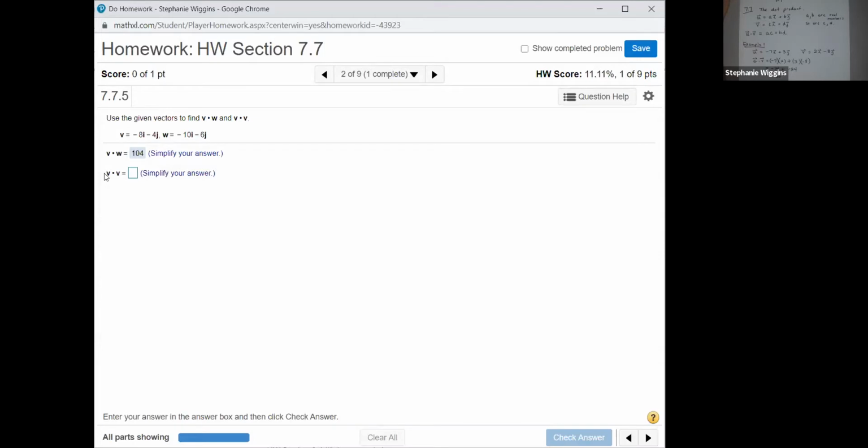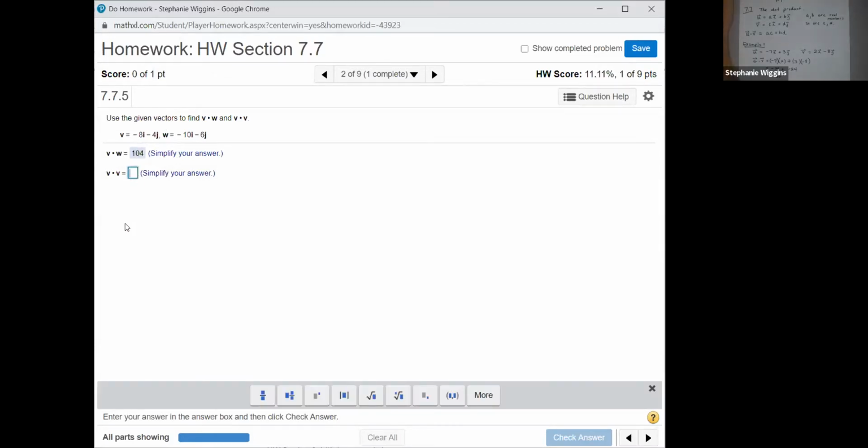Now, we're taking V dot V. So we're just focusing right here on V. The x's are -8, so I square -8 and add the square of -4 because this is V dot V, so it's like a square, right? So I take the x's, -8 squared is 64, and then -4 squared is 16. So let me think, 64 plus 16 is going to be 80. See how simple this is? It's really very simple.